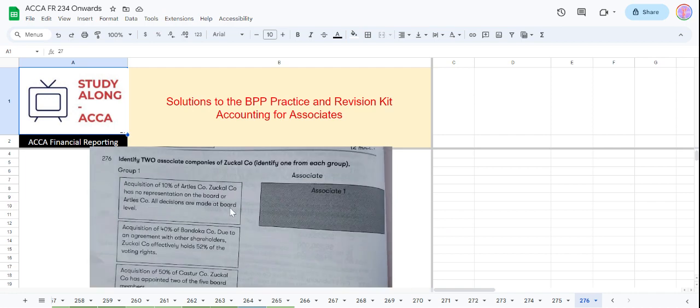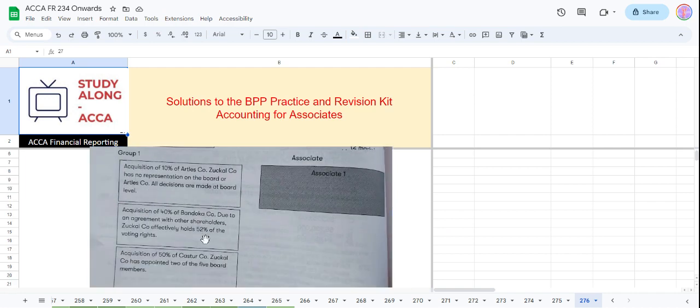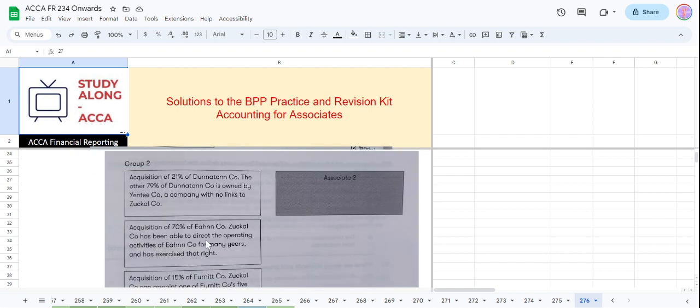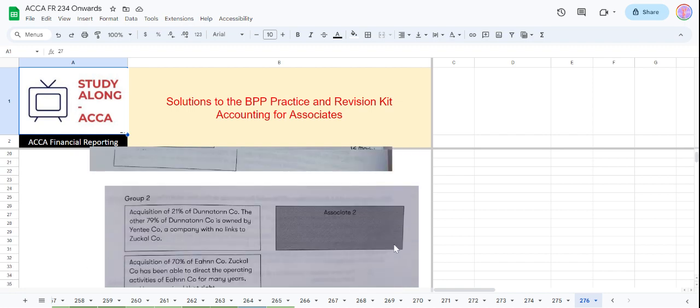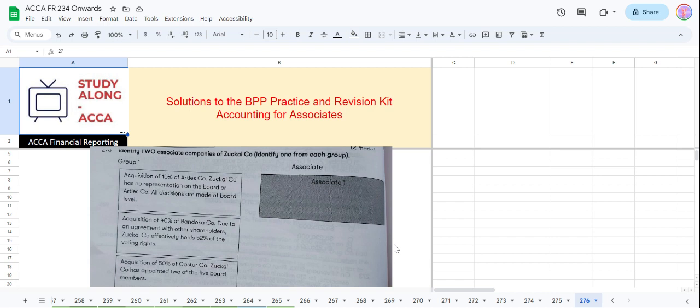In group 1, acquisition of 10%, then acquisition 40%, acquisition 50%. In group 2, 21%, 70%, and 15%. So in the first scenario, this acquisition of 50% of C company has appointed two of the five board members. Okay, this appears because this is 50% owned, and because it is 50% owned, it gives significant influence.